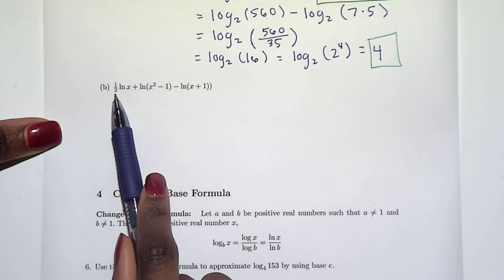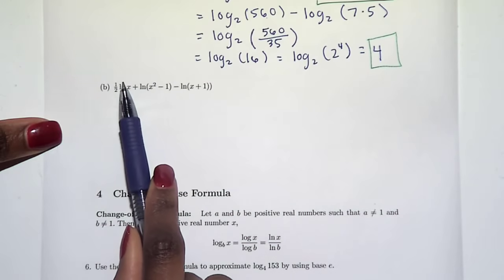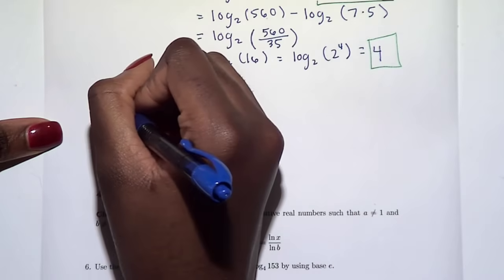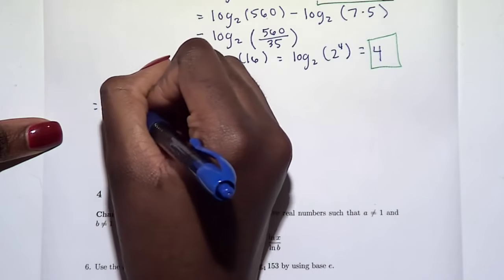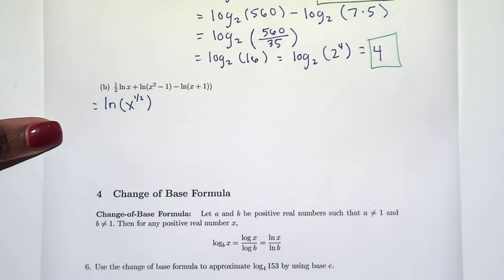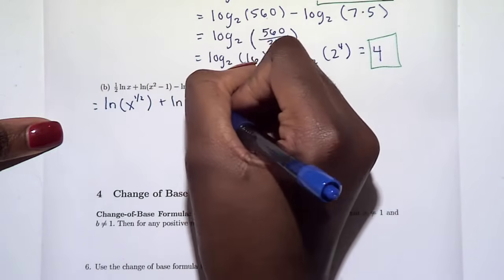Well, what do we know about coefficients of logs? They actually should be exponents inside. So we can rewrite this as the natural log of x raised to the 1/2. Okay, I'm just going to rewrite everything else and we'll get there.